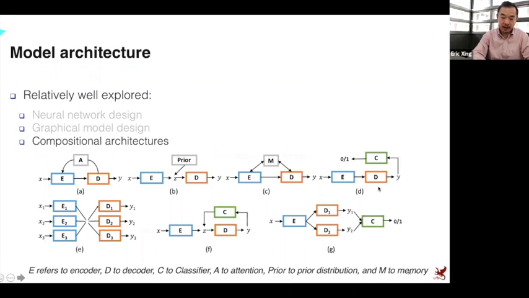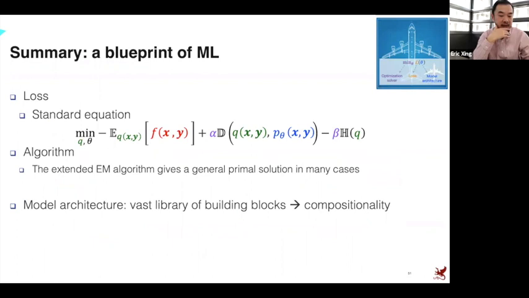Again, I think once we have a systematic way of writing down the standard equation as the loss, then you can plug in existing ideas of all different model architecture designs, and maybe even a master solver on the algorithmic side to come up with very compositional solutions. So that basically comes to the summary of a blueprint of machine learning. I introduced this standard equation, which covers a wide spectrum of needs from different machine learning models and training paradigms. And then on top of that, you have the potential to extend the EM algorithm to solve all different types of learning problems with a single family of techniques. And then you can make use of all different model architectures to achieve compositionality.